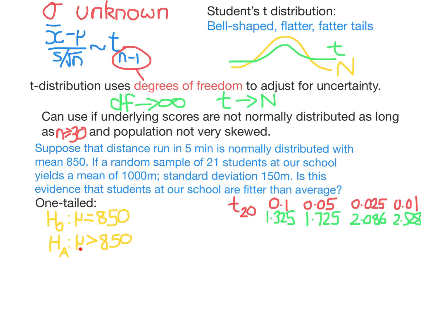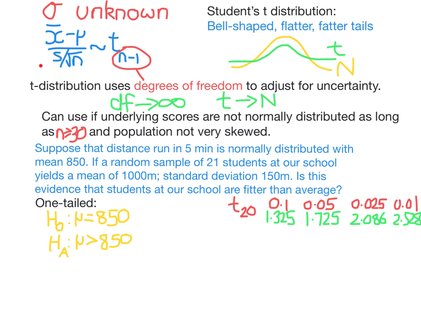When we talk about mu here, the mean, we're talking about the mean of all the students at our school. So this is again one-tailed. There is, of course, a very small possibility that the mean of students at our school is less than 850, but we're not really considering that here. We want to just know if our mean is significantly higher than this mean 850 that was reported.